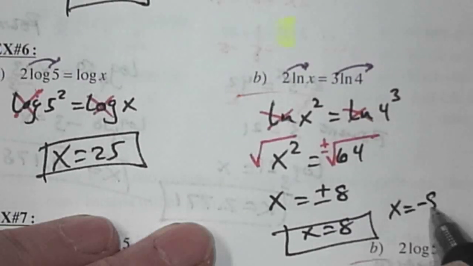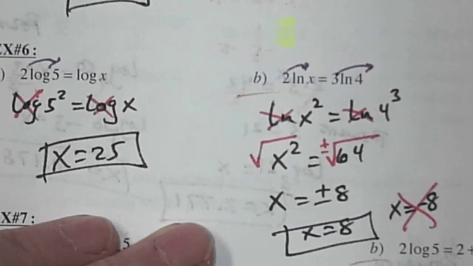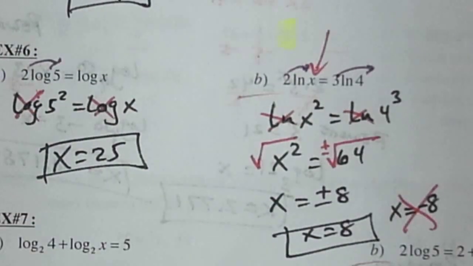Why? Because negative 8 I had to get rid of, because I'm not allowed to do the natural log of a negative number.